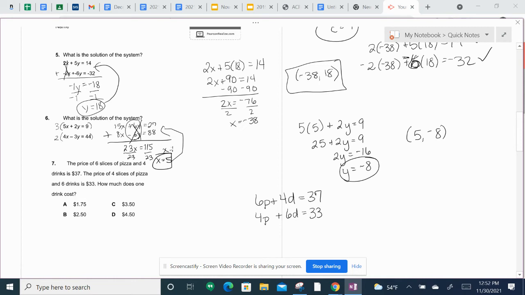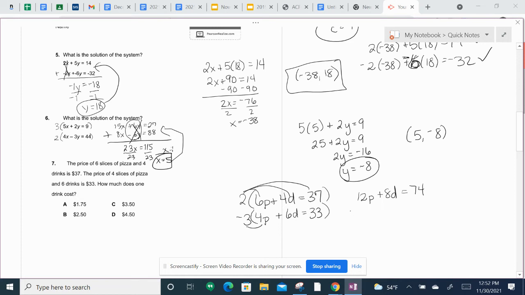Now, much like question 6, this looks like an elimination problem. However, I am going to need to do some multiplying to get opposites. So I'm going to choose to multiply the top equation by 2 and the bottom equation by -3. And those may seem like weird choices to you, but you'll see, when I multiply this first piece, I get 12p. The second one, I get 8d. And the third one, I get 74.